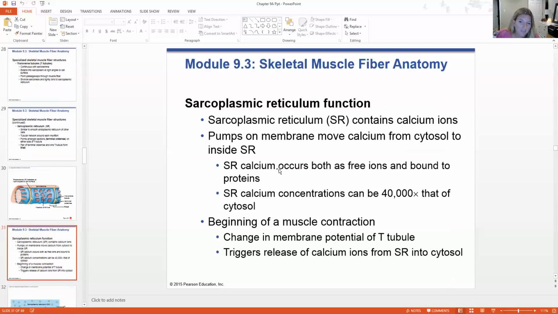Remember I said it's slightly different? Well, that's because the SR contains lots and lots of calcium. And its job is to pump calcium from the cytosol into the sarcoplasmic reticulum. So the sarcoplasmic reticulum holds as much calcium as it possibly can. The beginning of the muscle contraction starts when there's a change in membrane potential, ion distribution, at the T-tubule, and that triggers the release of calcium from the sarcoplasmic reticulum into the cytosol of our muscle cell.